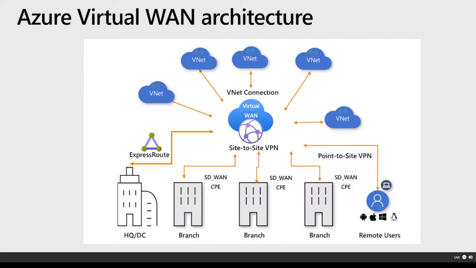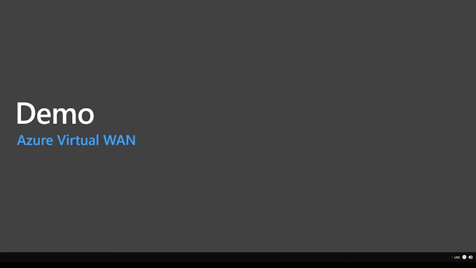Through those, we also connect to our different virtual networks inside Azure, and then all of these different endpoints can communicate with each other. It's time for another demo, so let's jump into the Azure portal and look at how to set up an Azure Virtual WAN.